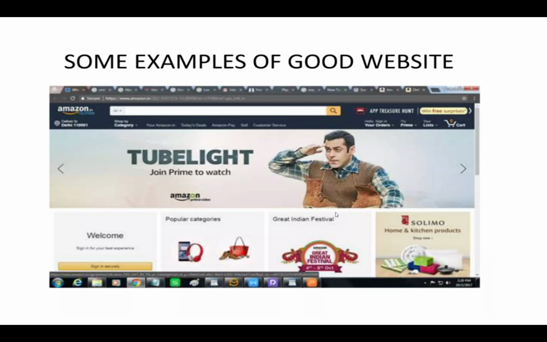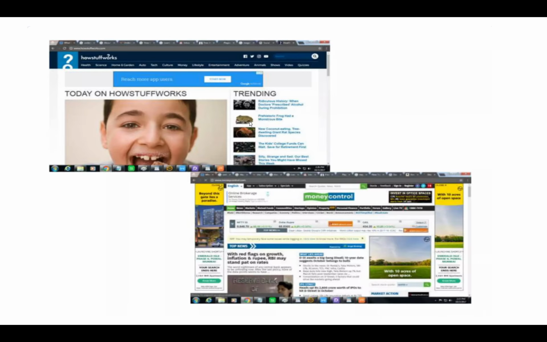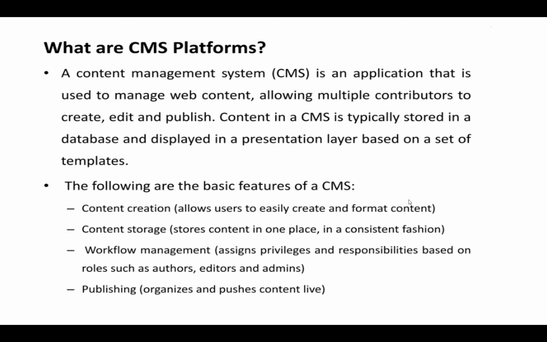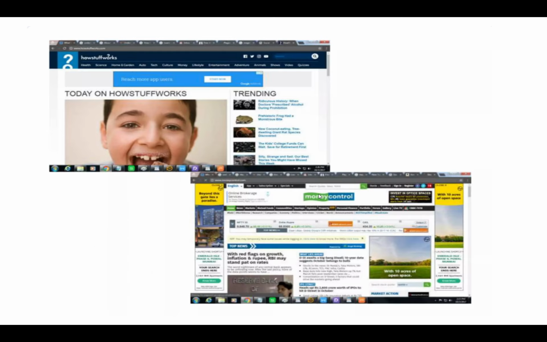This is a best example of a good website, like Amazon. Amazon has all media, like this website. Here you can see Amazon Mini and Amazon Prime. Amazon is the best website. Here you can see two examples also: Moneycontrol, where you can see what news is going on.